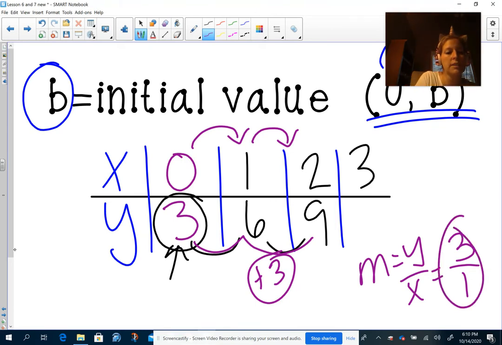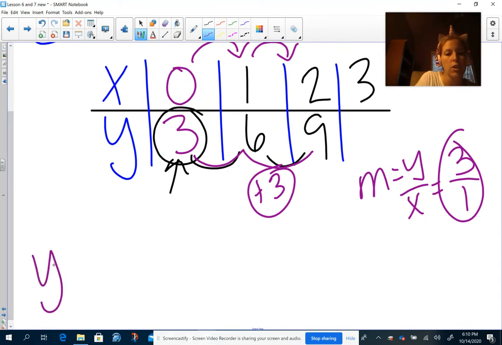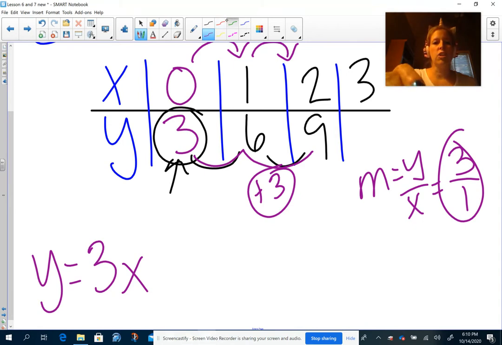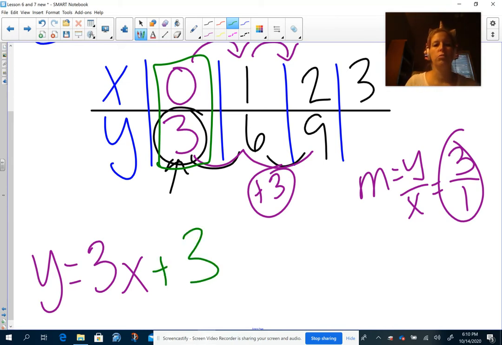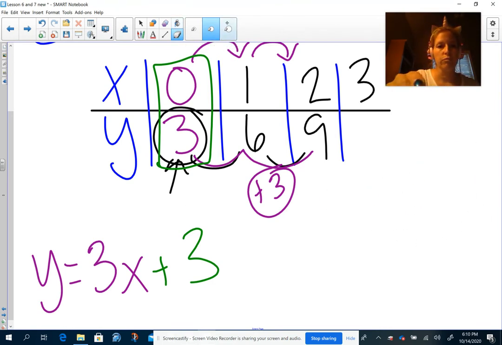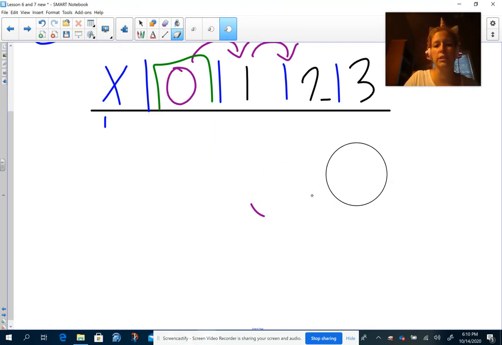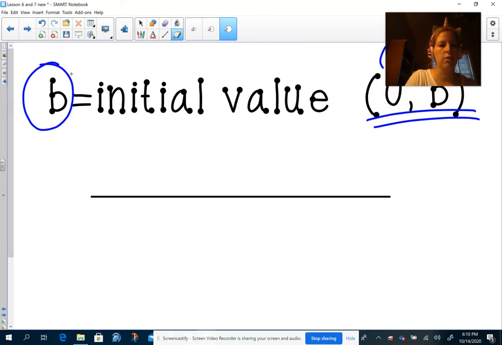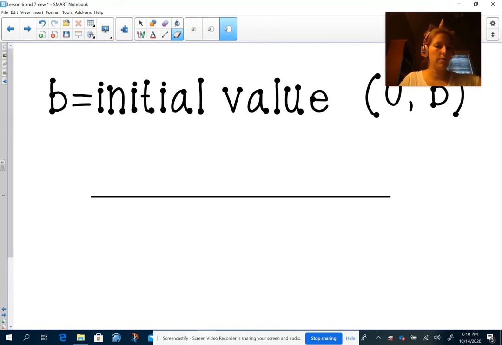So as I'm writing my equation, your rate of change is your m. And as long as you can recognize where your x is 0, that tells you your b. That's your initial value. So that's what we're going to focus on today: being able to find our rate of change and our initial value, so that we can write our equations. All right, so here we go.